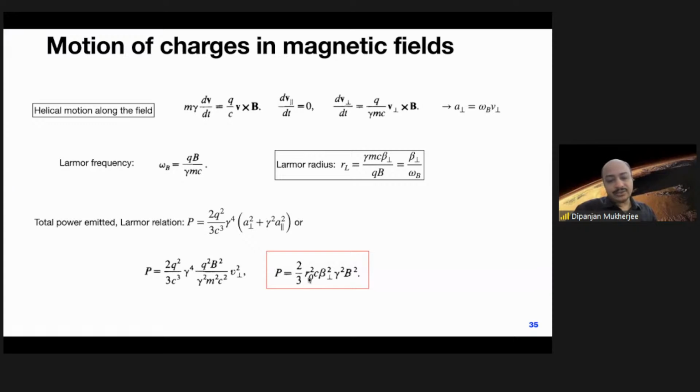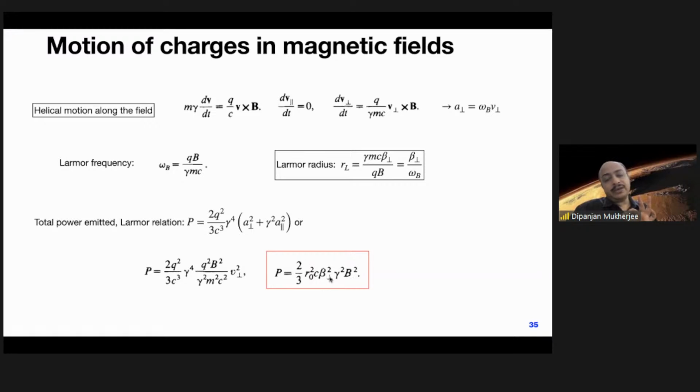So r0 is just the classical electron radius. It's just a collection of different constants. Let's not focus on that. What is important to take away from this relation is that the power being emitted by that electron that is moving around the magnetic field is proportional to the gamma square of the electron. So if the electron energy is gamma m_e c square, then it's proportional to the square of the energy of the electron. And it is also proportional to the square of the magnetic field.